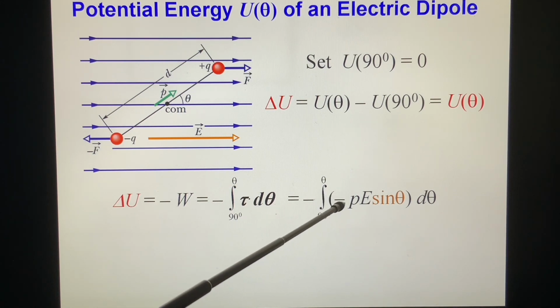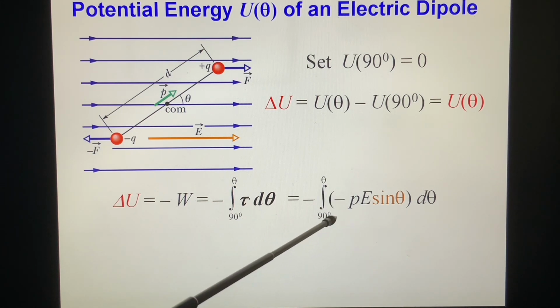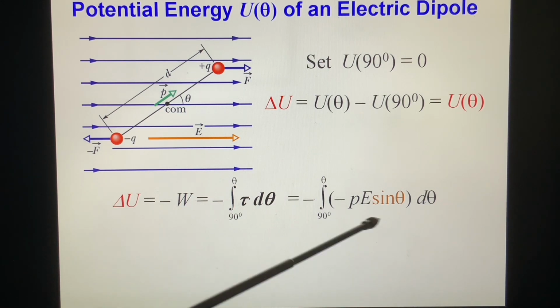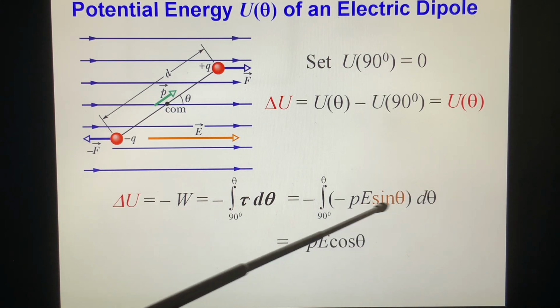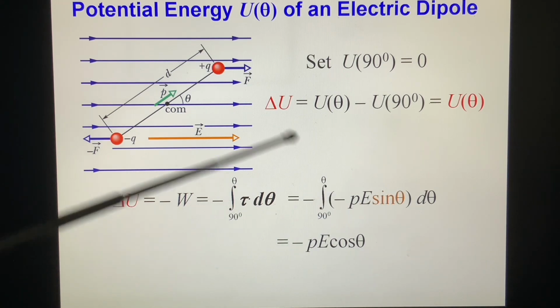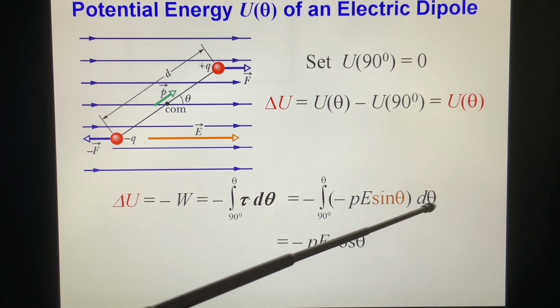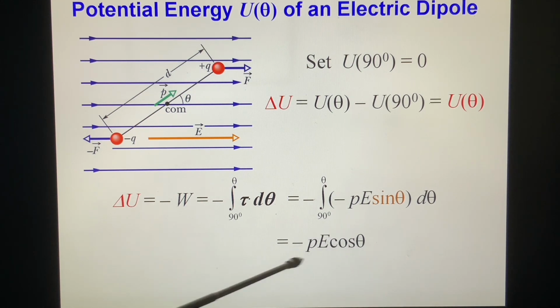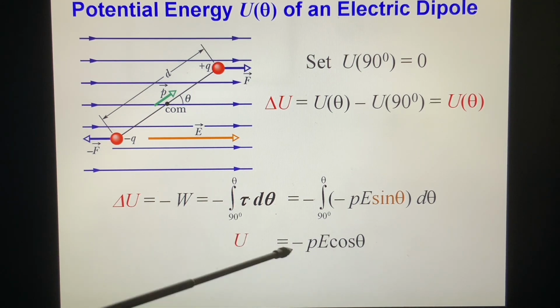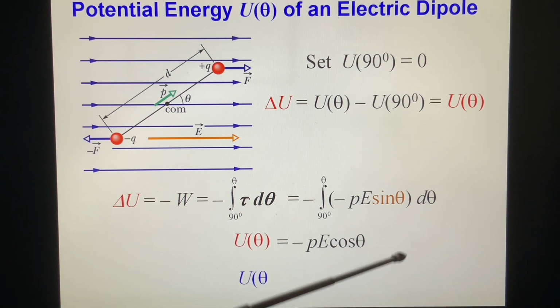Minus, minus, we get a positive, and it's starting from 90 degrees to theta. We do the integration, and we get a cosine. Sine theta integrates to minus cosine theta. That's the answer, and we rewrite it as U theta equals minus P dot E. So an electric dipole in an electric field will suffer a torque tau equal to P cross E, and it will have a potential energy of minus P dot E.